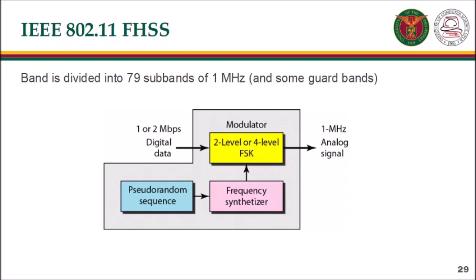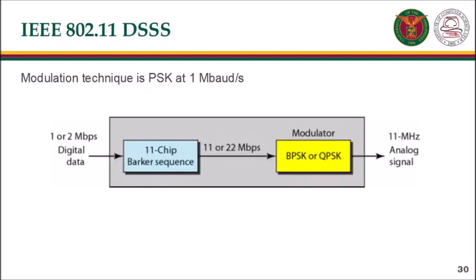IEEE 802.11 FHSS uses the frequency hopping spread spectrum method. The band is divided into 79 subbands of 1 MHz. A pseudo-random generator selects the hopping sequence. The IEEE 802.11 DSSS uses the direct sequence spread spectrum method. DSSS uses the 2.4 to 4.835 GHz ISM band. The modulation technique in this specification is PSK at 1 Mbaud per second.